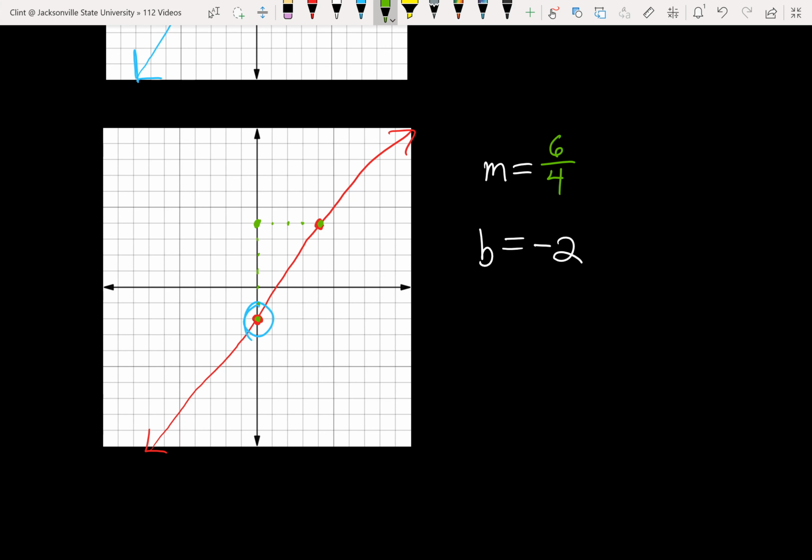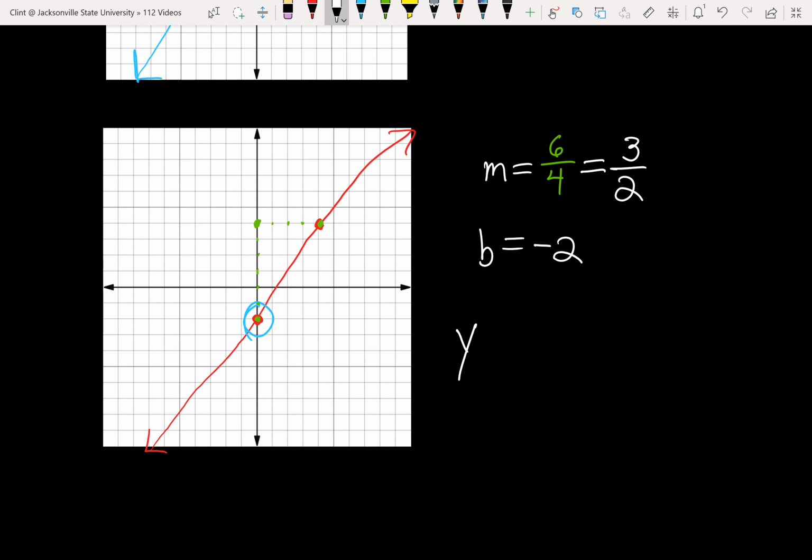So that is my slope. And sometimes, especially if you don't get the first 2 points you see, you'll get something that needs to reduce. So we can simplify this, right? We can divide top and bottom by 2. So my slope is 3/2.